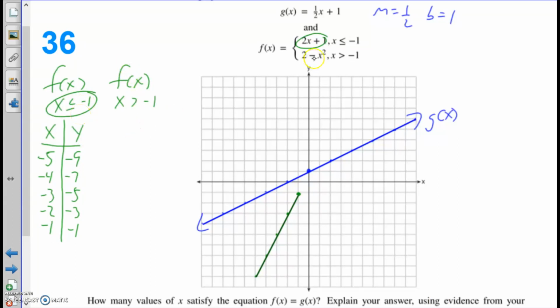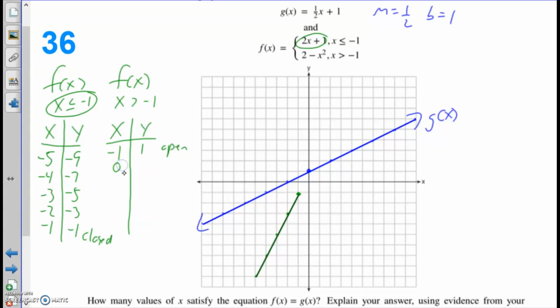The next function, I'm going to use the 2 minus x squared function. Now, it says greater than -1, but I do start at -1, but I'm going to do an open circle at whatever this point is because I'm not equal to it. So there is an overlap, but one of them is closed and one of them is open. And I could probably just do this in my head here. 2 minus -1 squared. Doesn't matter that's negative. Anything squared is positive. 1 squared is 1. 2 minus 1 is 1.